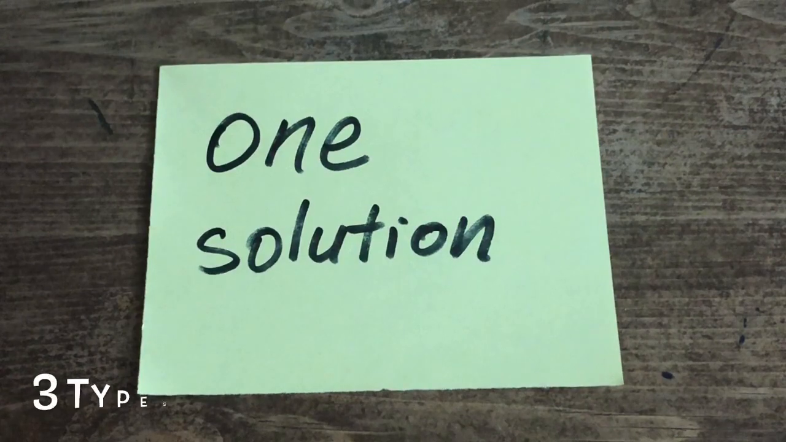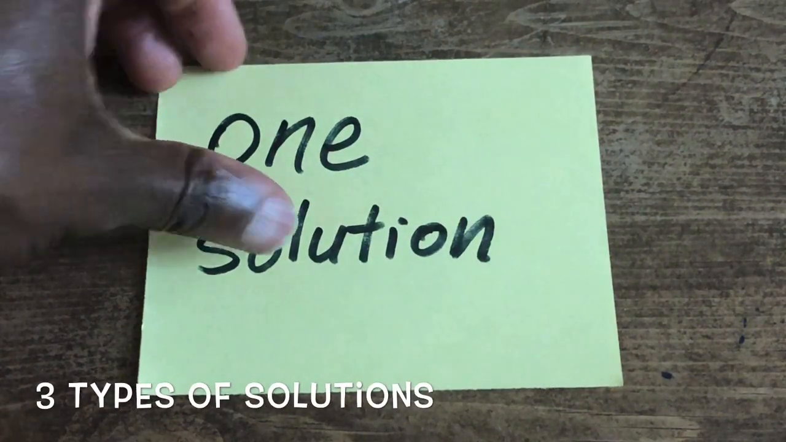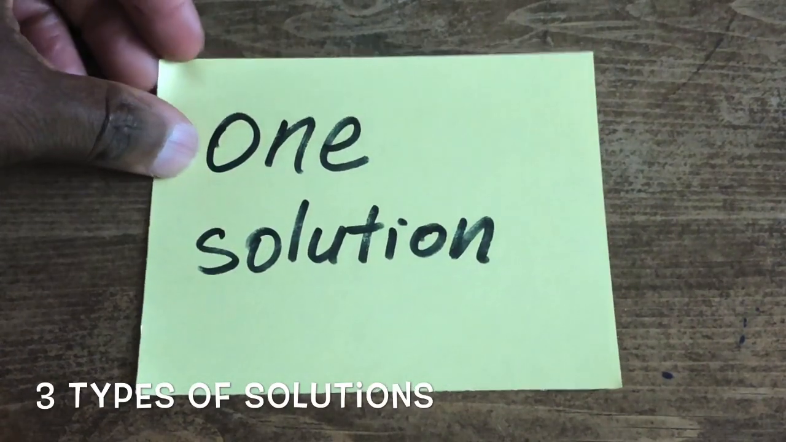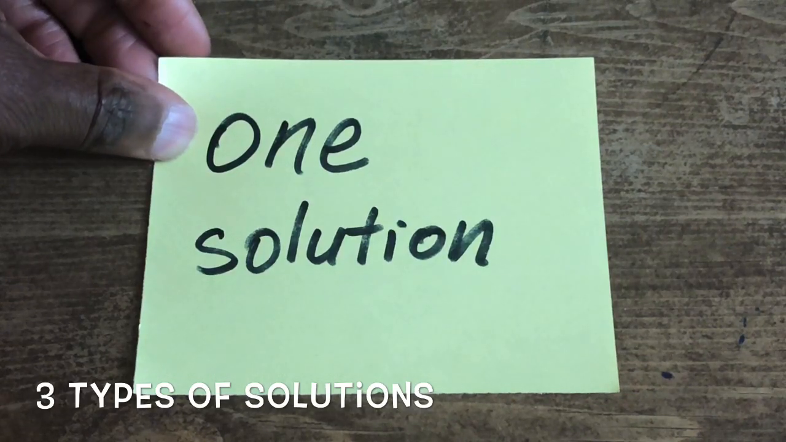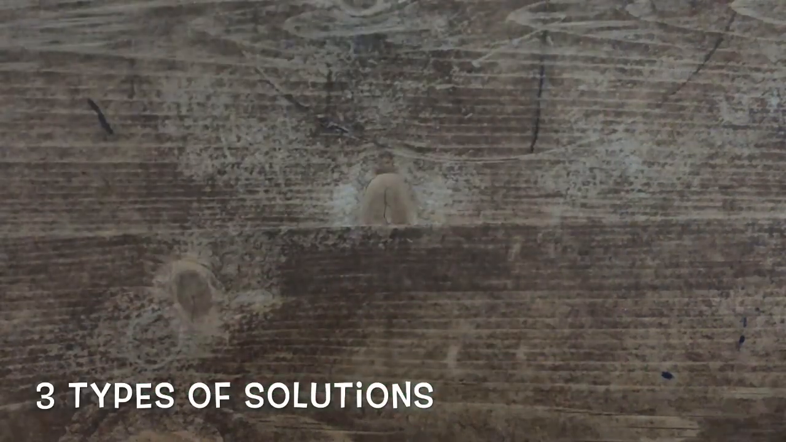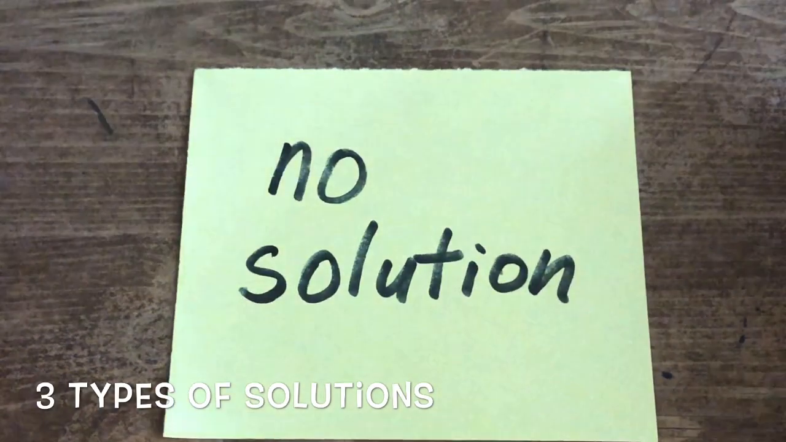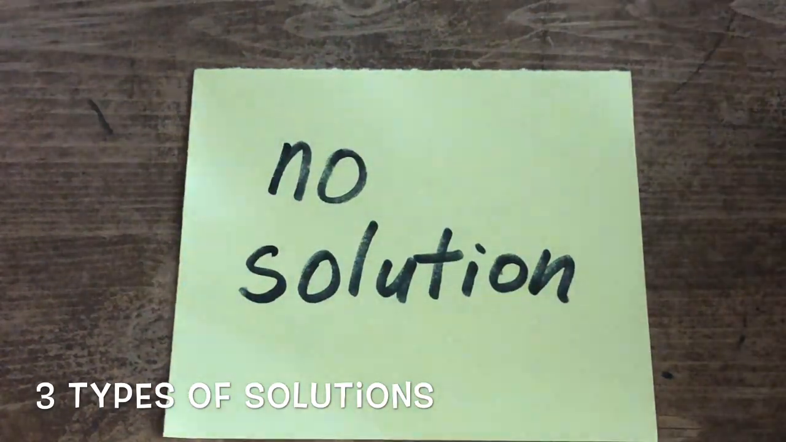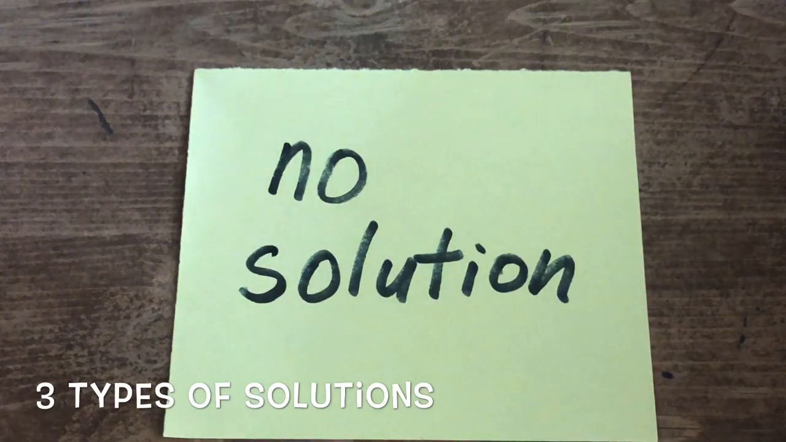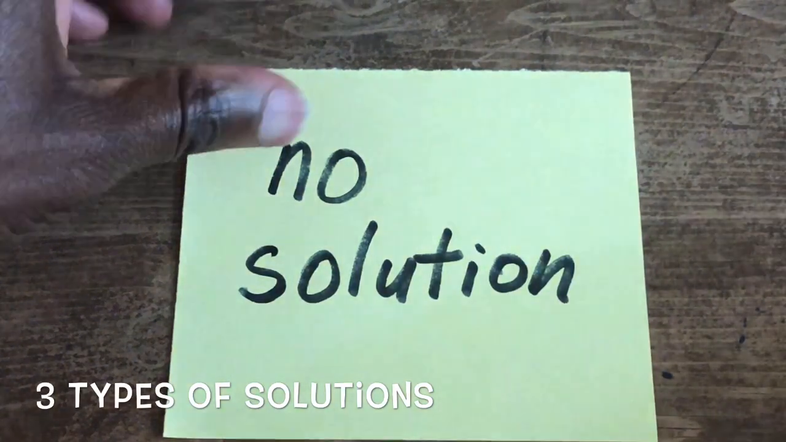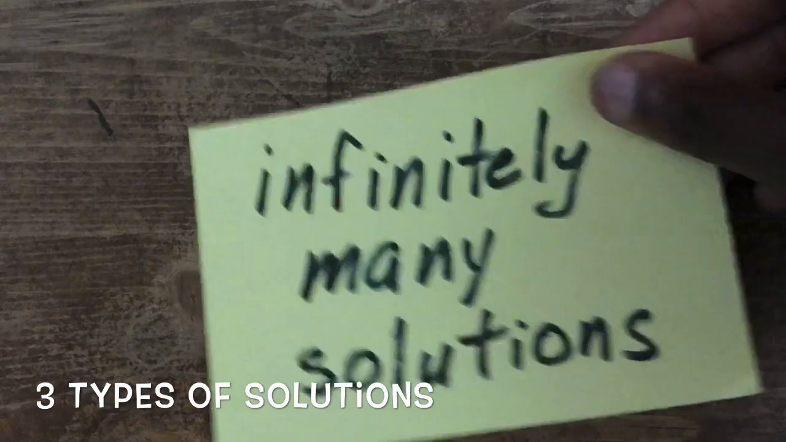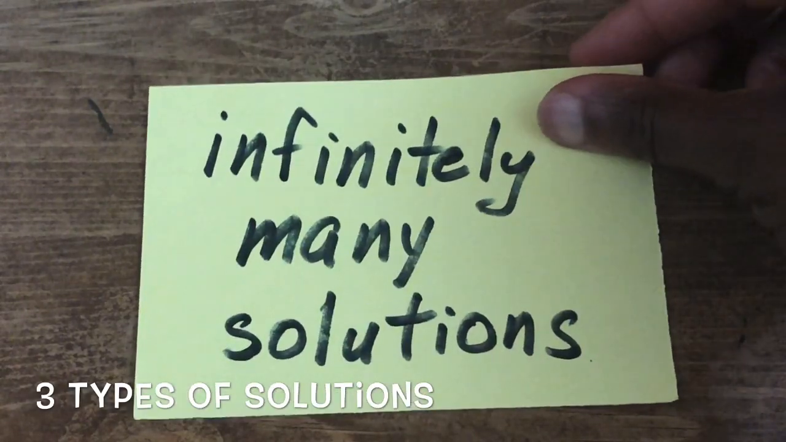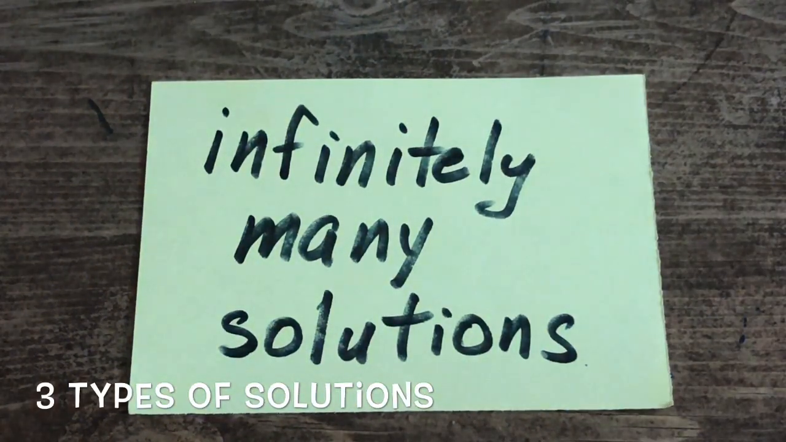Okay, so let's first talk about what the three solutions are. There is one solution, which means there's only one answer or one coordinate that can happen. Then we have no solution, which means there is no answer for it. There is nothing happening where a coordinate comes out of it. And then we have infinitely many solutions, which means not only is there one coordinate, there are infinitely many solutions that come out of it. So those are the three types of solutions that we're going to talk about.